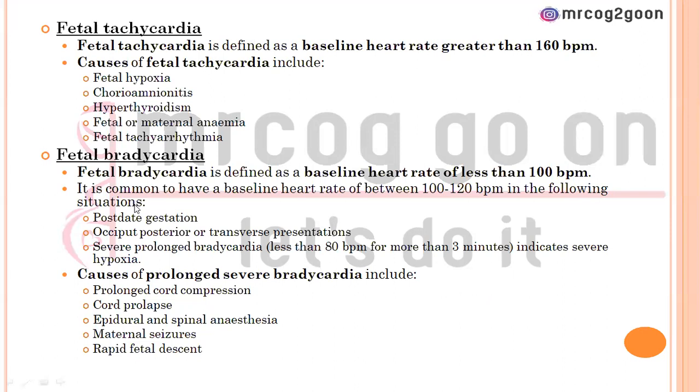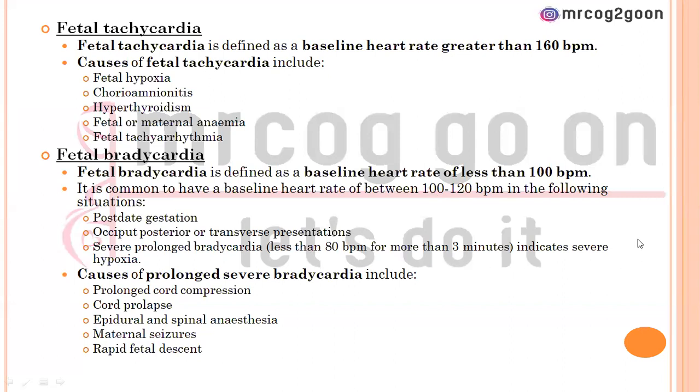Fetal bradycardia, this is a baseline less than 100. If it is from 100 to 120 in both dates, this is considered normal. So from 100 to 120 can be considered normal if this baby is post date, occipito-posterior or transverse.